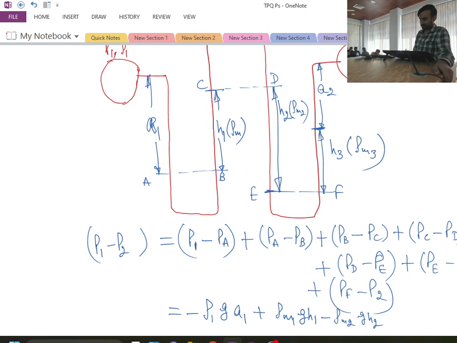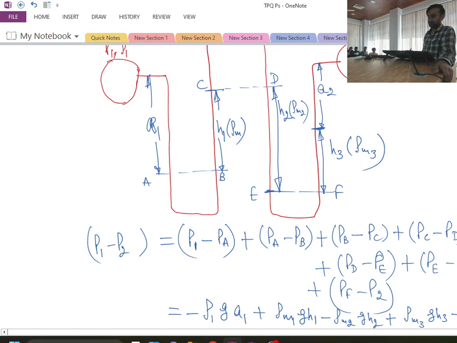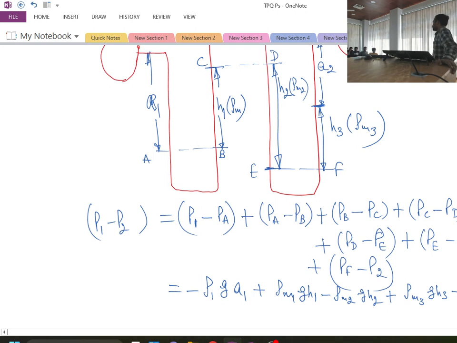Then F and 2, plus rho m3 g h3, plus rho 2 g a2. Okay, so this is the equation. So I have drawn a complicated configuration, but our equation is very simple. It is simply based on the pressure at different elevations. This type of complicated configuration is not used in practical situations. This is just for testing your analytical skills.